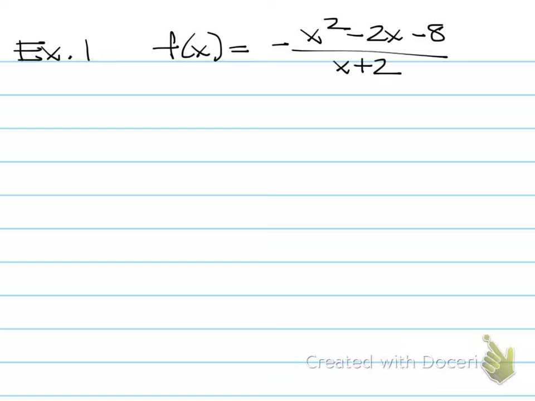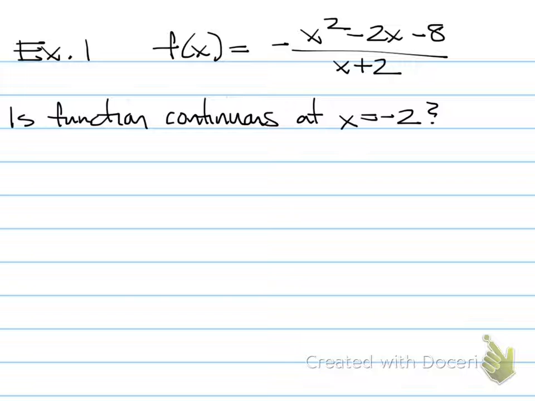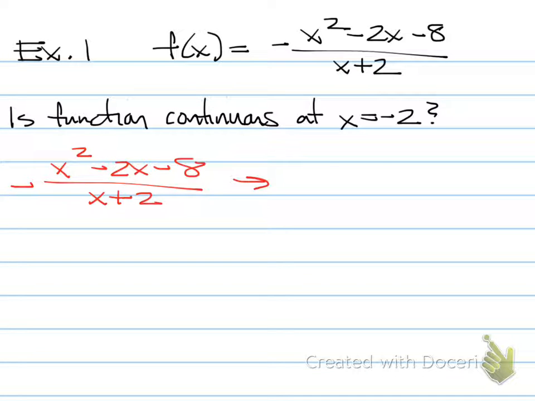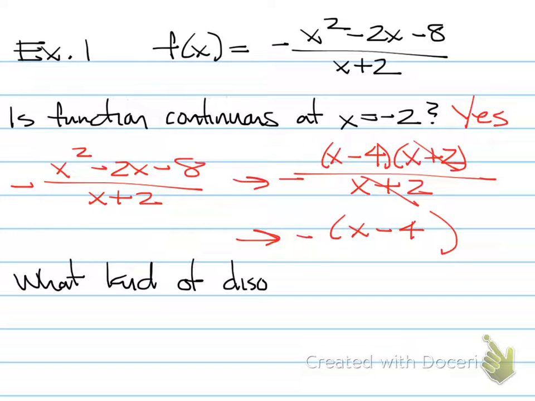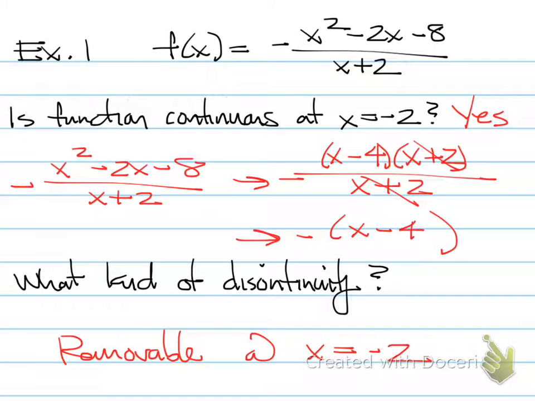All right, first example. We want to see if this function is continuous at x equals -2. First thing we should do is factor the numerator. When we factor the numerator, we'll see that x plus 2 cancels, leaving us with negative x minus 4. So yes, the function is continuous at x equals -2 because there's removable discontinuity at x equals -2.